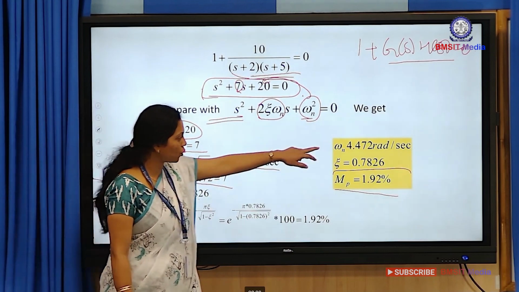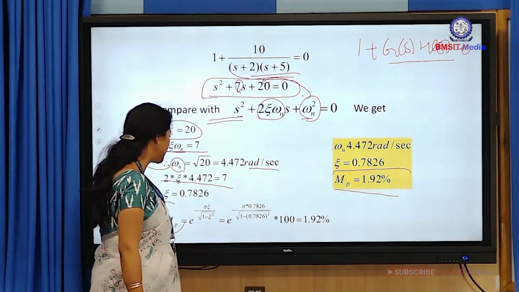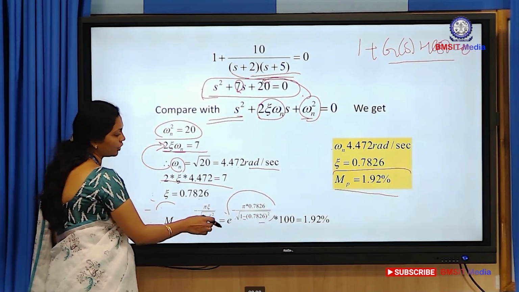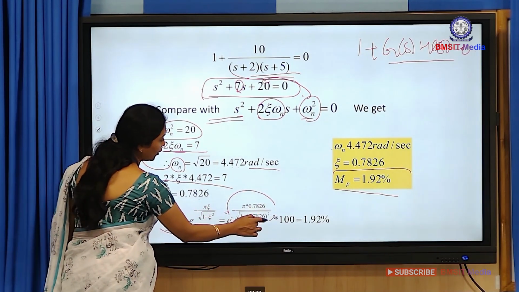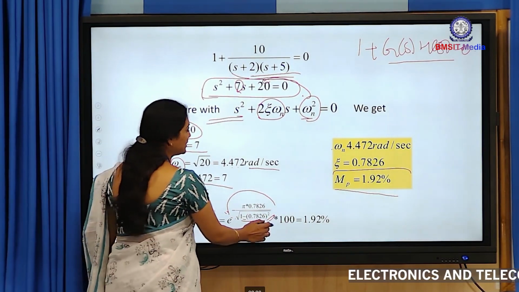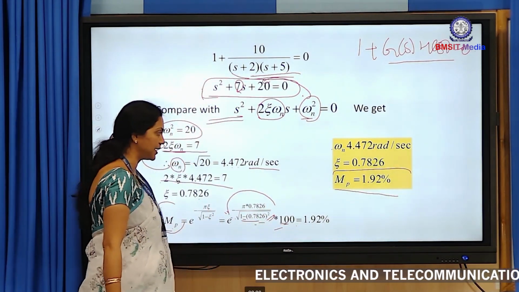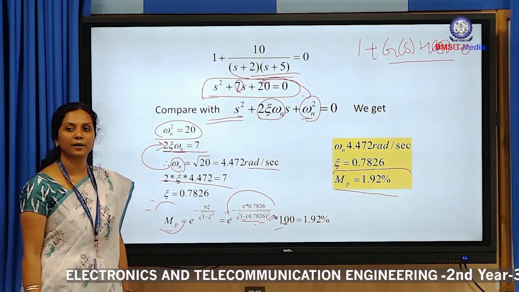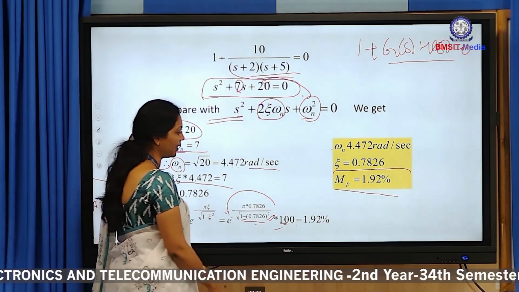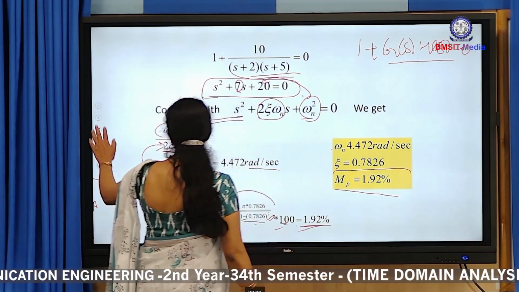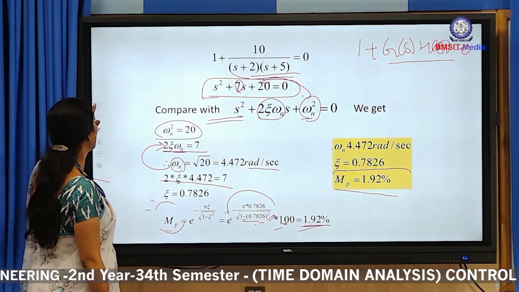So I know omega n, and I know the value of zeta. So here I am substituting. Omega n is not required for this formula, so whatever the value of zeta is, it is substituted here. Since they are asking in terms of percentage, I need to multiply that by 100. If they don't ask in terms of percentage, no need to multiply with 100. So 1.92% is what we are getting as the overshoot value.